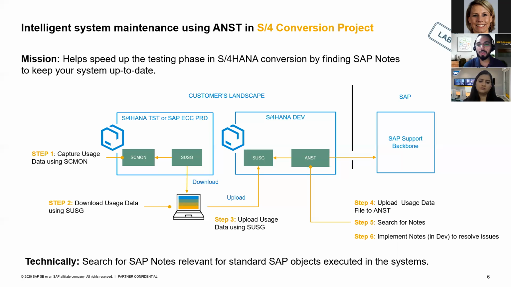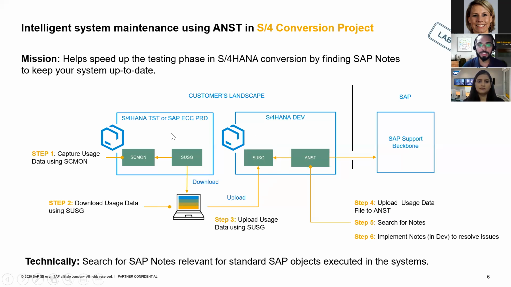Now we want to find out whether we have missed out any nodes, or whether there are any relevant nodes that need to be implemented on the dev system. So we have downloaded all the usage data using the SUSG. That is step 2, which is done. And step 3 would be that I come back to my development system and upload this usage data into SUSG again, so that it can become readable for ANST.